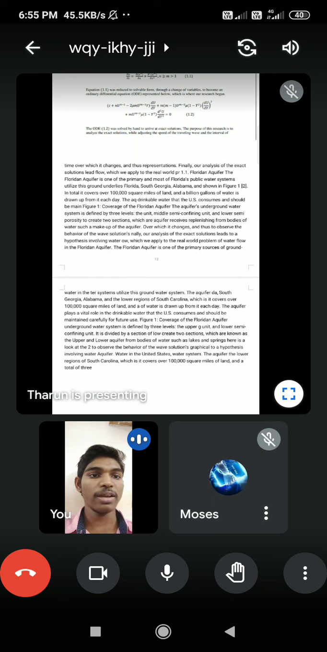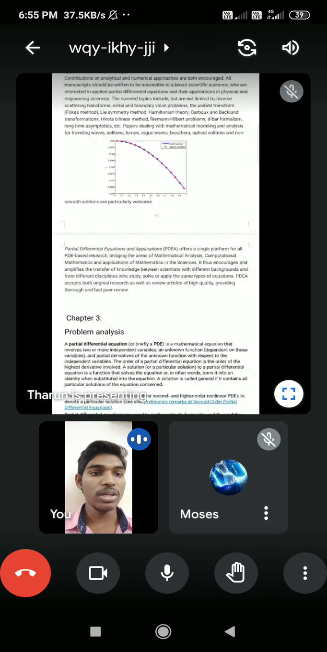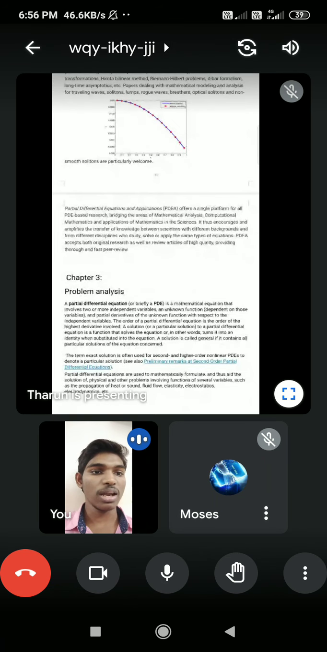Literature survey. Partial Differential Equations in Applied Mathematics provides a platform for the rapid circulation of original research in applied mathematics and applied sciences by utilizing partial differential equations and related techniques. Contributions on analytic and numerical approaches are both encouraged. Smooth solutions are particularly welcome. Partial Differential Equations and Applications offers a single platform for all PDE-based research, broadening the area of mathematical analysis.